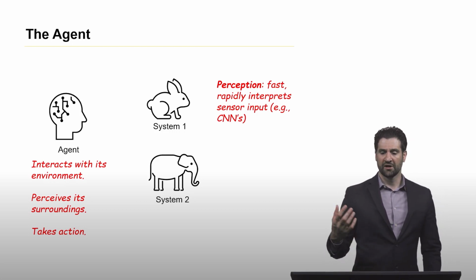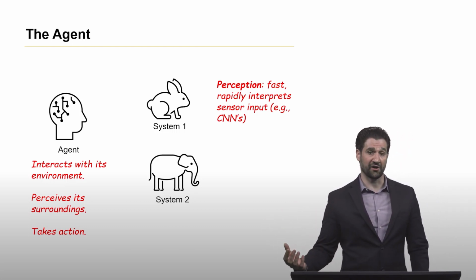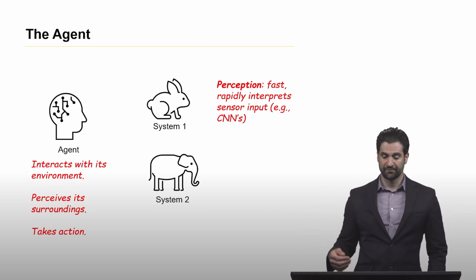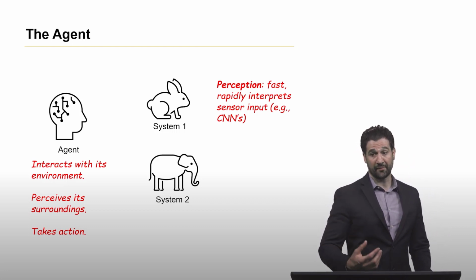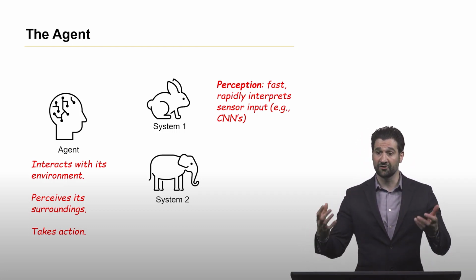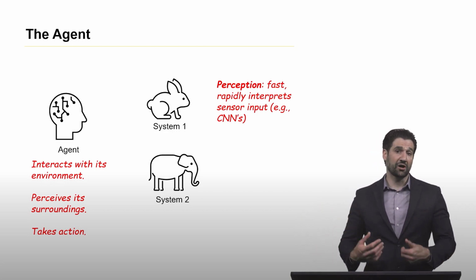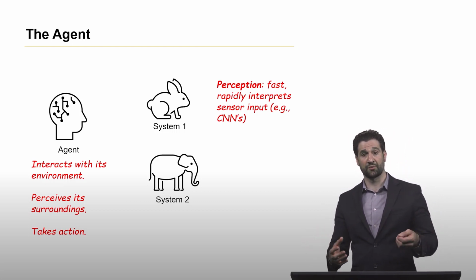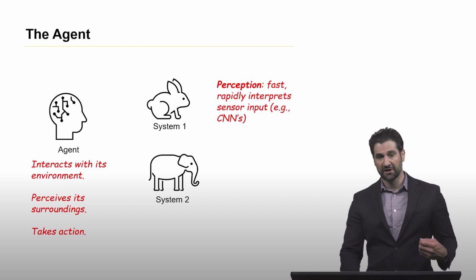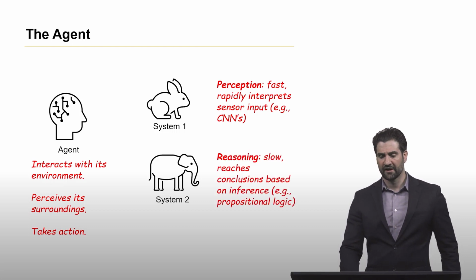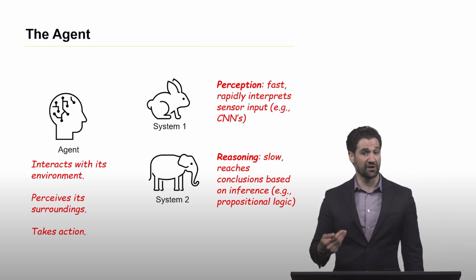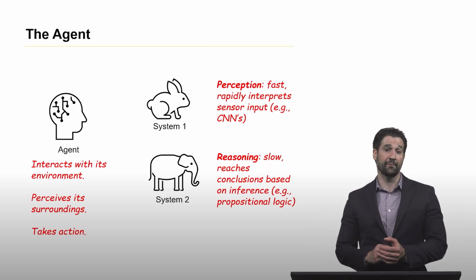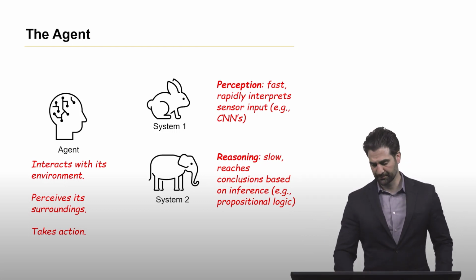In much the same way, perceptual models such as convolutional neural networks are really good at making sense of their surroundings. Now, if I give you, say, a math problem that's very difficult and you have to work your way through it, you're not going to use system 1. You're not going to see a complicated algebra or calculus problem and instantly be able to come up with the answer. Instead, we resort to system 2. And this is where we're doing reasoning. It's much slower, but it's reaching conclusions based on inference. A great example of this is propositional logic.